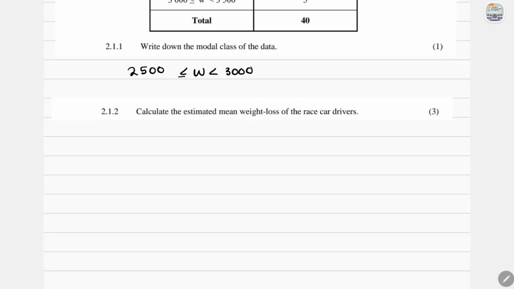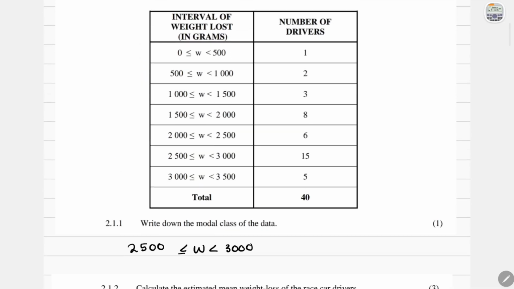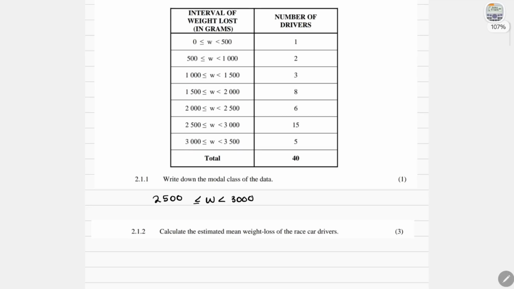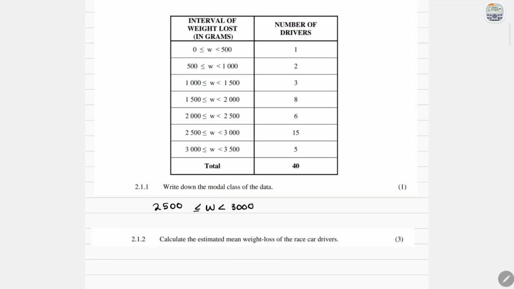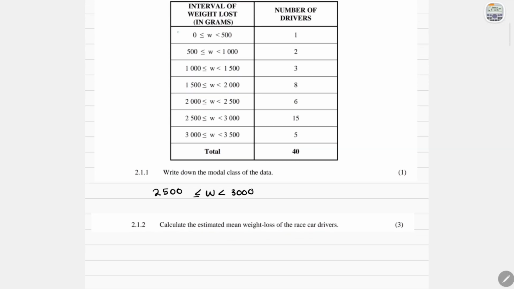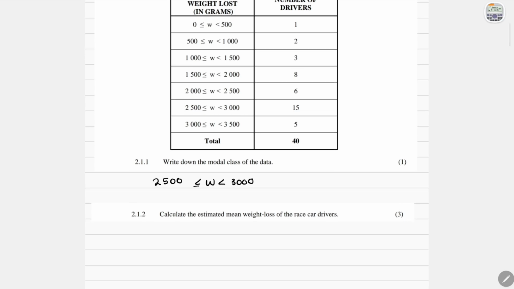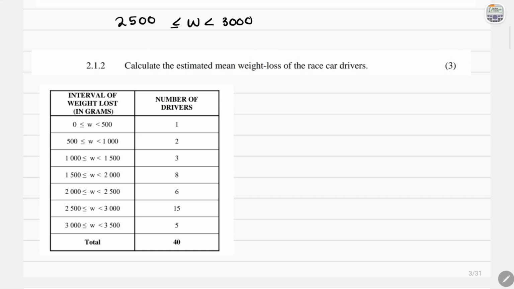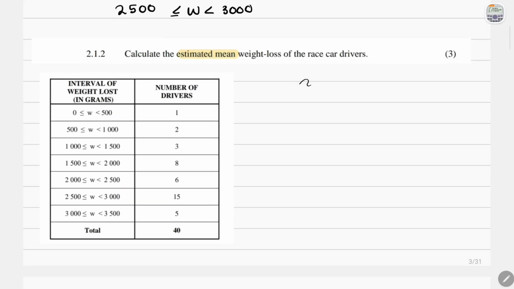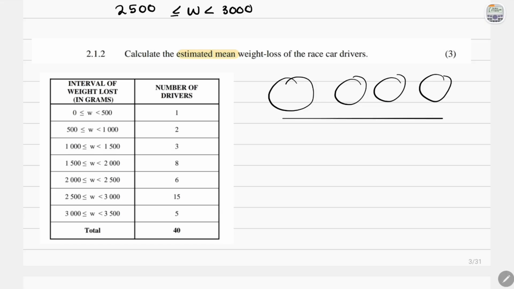Question 2.1.2 says, calculate the estimated mean weight loss of the race car drivers. The estimated mean can take quite a while. So let's first get our table down here and then we'll find the columns that we need. We're trying to find the estimated mean. It's still the mean at the end of the day. So you still need to take all the values, add them together, and then divide by the total number of drivers that we have here.